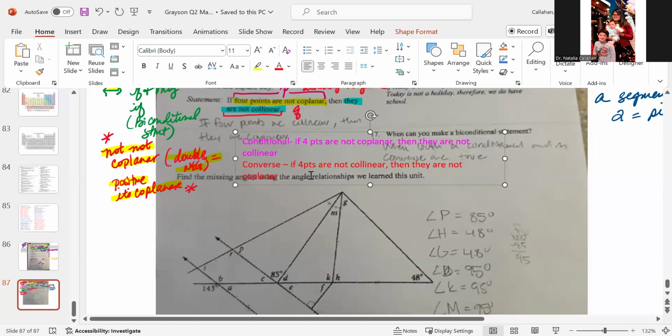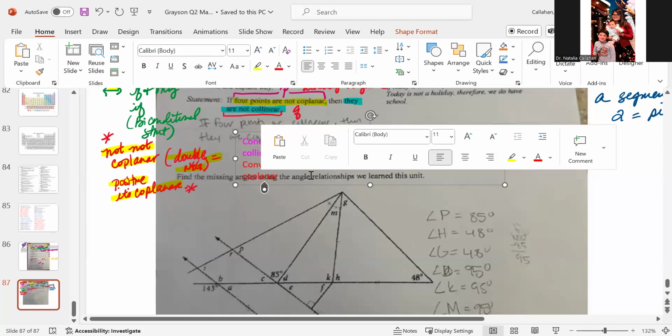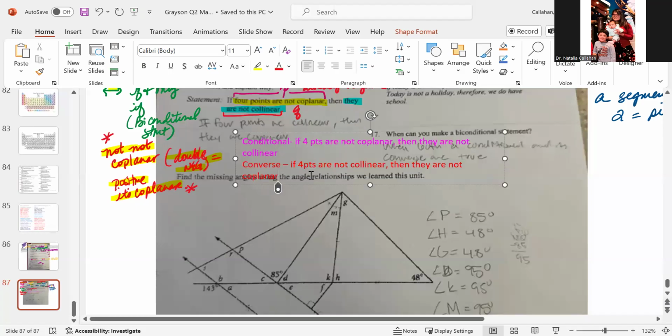Let's go. Coplanar. No, it's not the same. Okay. All right. What is the inverse going to be?